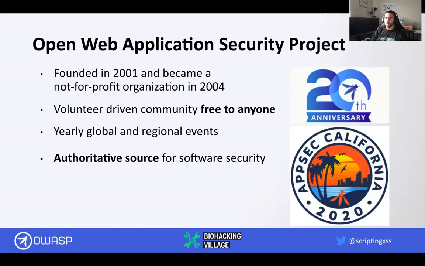There are regional and global events, and what I mean by events is conferences and hackathons. So there's Global AppSec USA, Europe, APAC, Latin America, but also regional and state chapters. AppSec California is one that is near and dear to my heart and one that I help organize, pre-pandemic at this point. But essentially, OWASP is an authoritative source for software security.